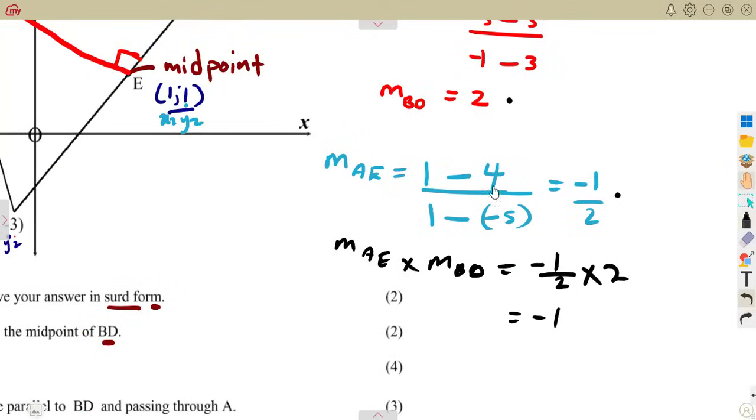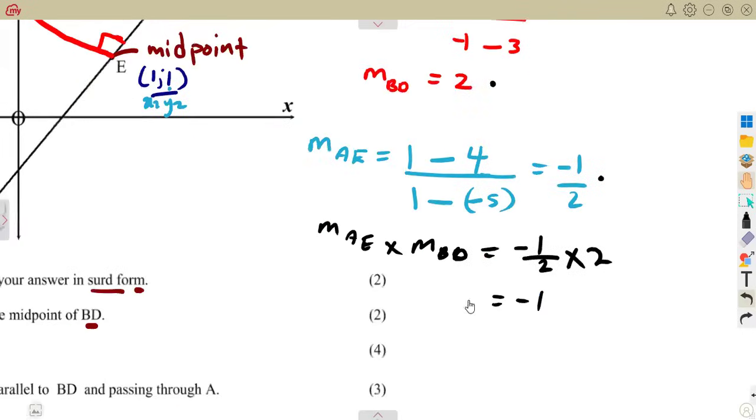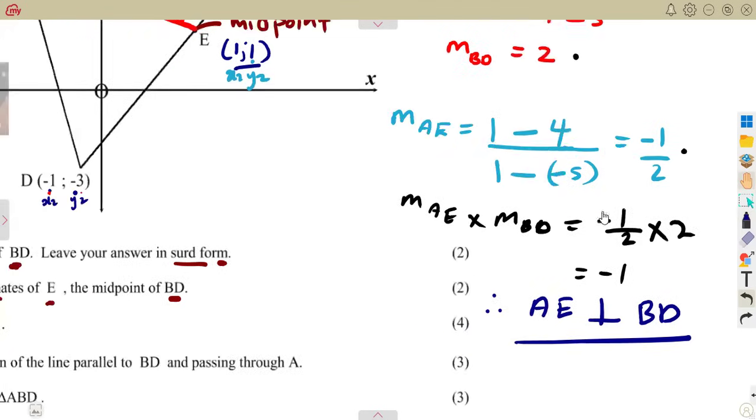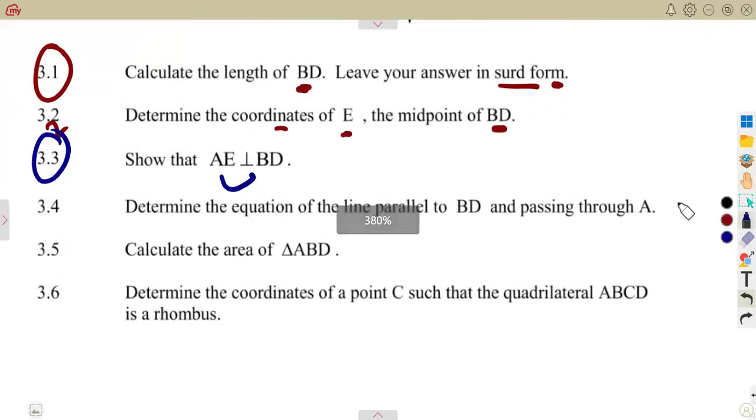This cannot happen mathematically, that two gradients multiply together, they will give you a -1. If lines are not perpendicular, it cannot happen. It's only if they are perpendicular. So therefore, by just having this, we are concluding that AE is perpendicular to BD. It cannot just happen mathematically that the product of the two gradients will give you a -1. That can never just happen. It means those lines are perpendicular. All right. If they are parallel, they have same gradient.